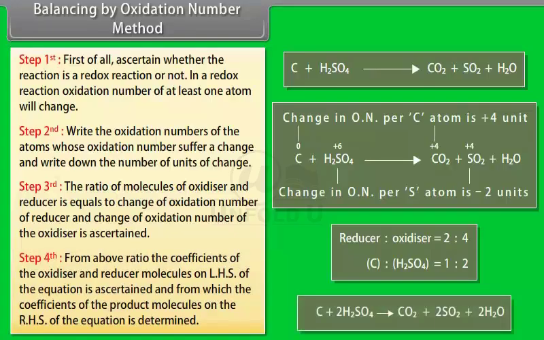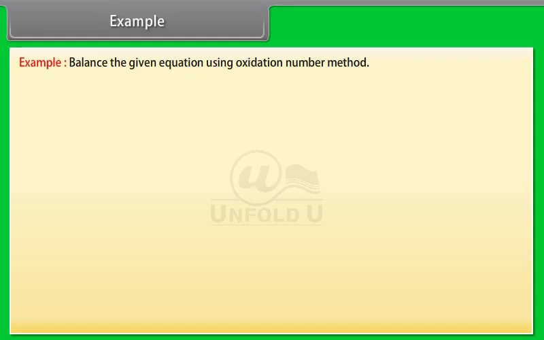Step fourth. From the above ratio, the coefficient of the oxidizer and reducer molecules on the LHS of the equation is ascertained, and from this the coefficient of the product molecules on the RHS of the equation is determined. Example. Let us take an example of balancing the equations. Balance the given equation using the oxidation number method.